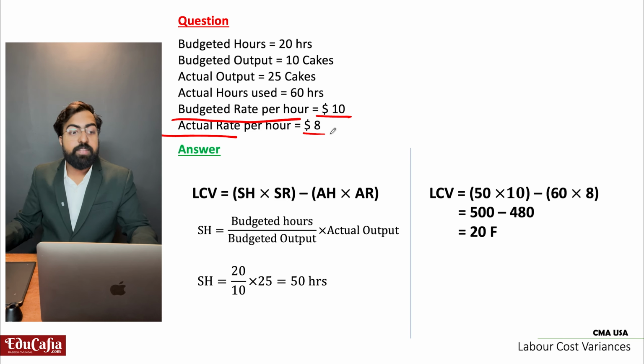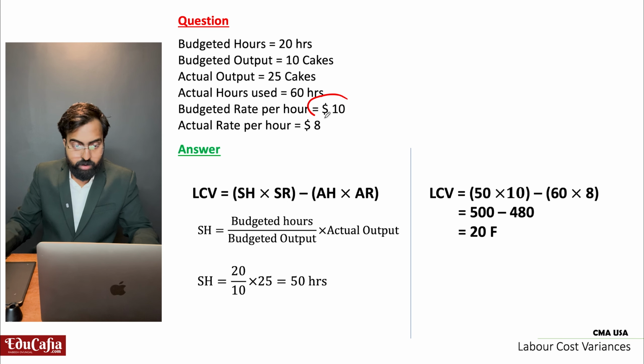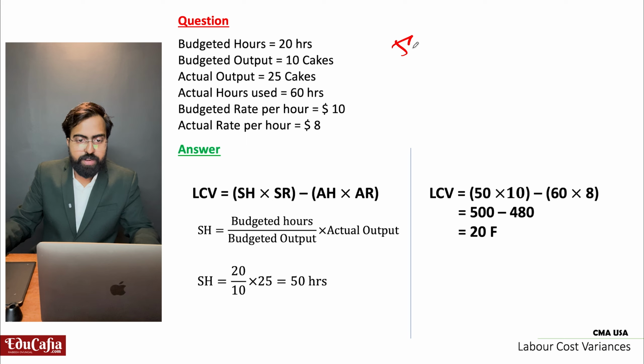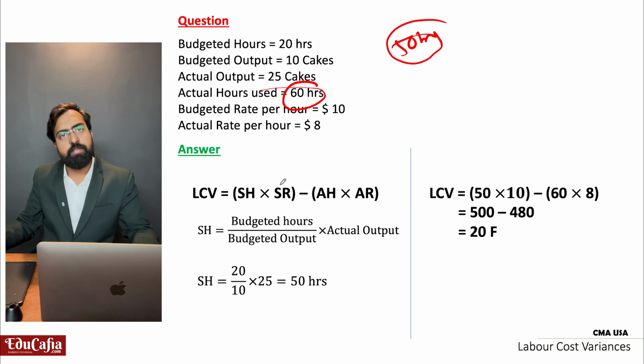Why the difference? See, the budgeted rate is $10, that is a skilled person. Here they chose a semi-skilled person, so they only paid $8. But instead of 15 hours, they have taken 16 hours to complete that work.